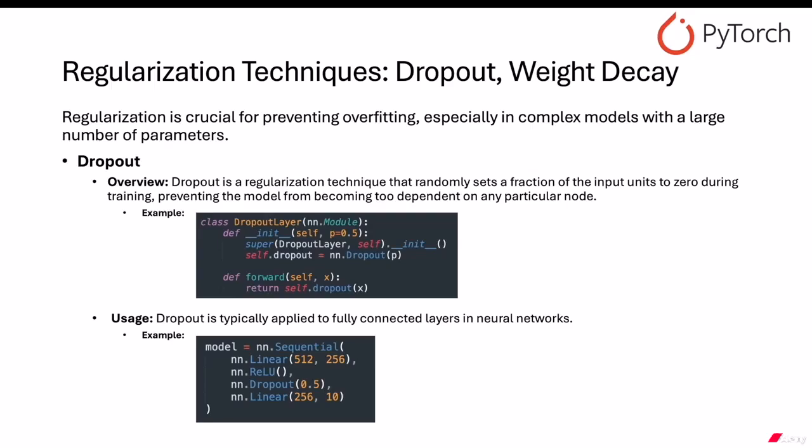Usage. Dropout is typically applied to fully connected layers in neural networks. Here is an example where we have the model equal to nn.Sequential, nn.Linear 512, 256, nn.ReLU, and then nn.Dropout of 0.5, and finally again nn.Linear 256 by 10.